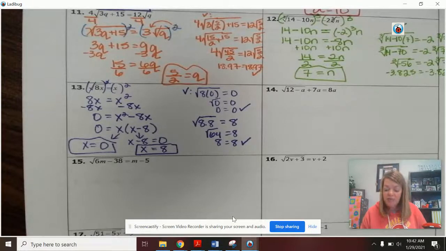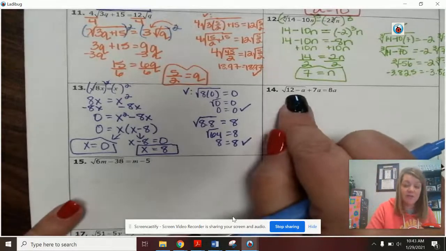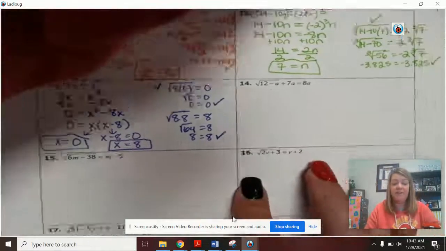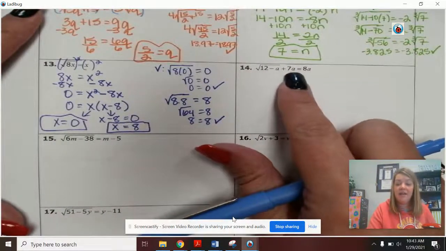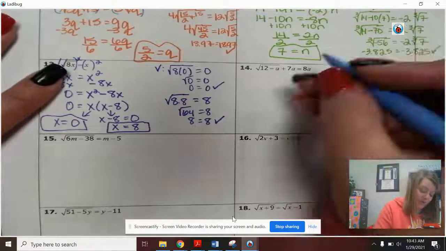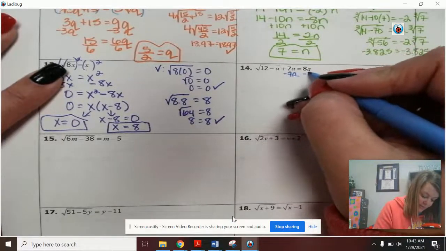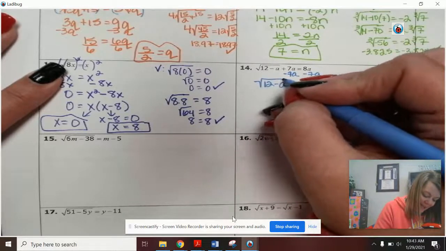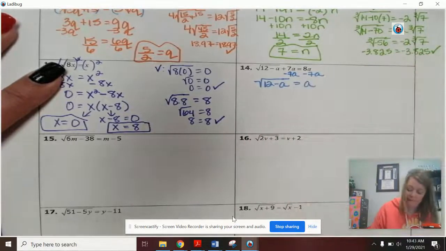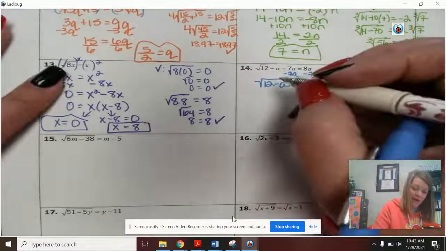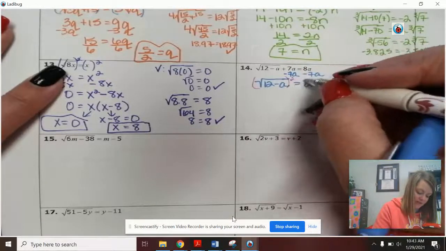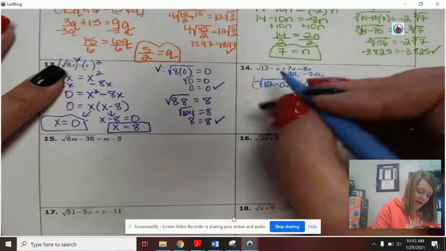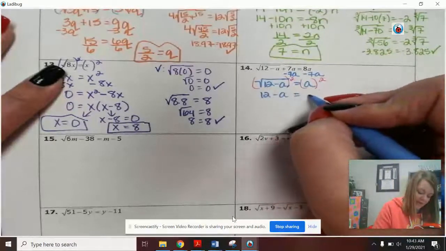Okay, so the square root of 12 minus a plus 7a equals 8a. Oh, so this one I can definitely get the square root to be isolated first. I can definitely get that guy to be all by itself. I can subtract the 7a over to the other side. So let's move him. And I get the square root of 12 minus a equals 8 minus 7 is 1a. So now I'm going to square both sides. And I have 12 minus a equals a squared.